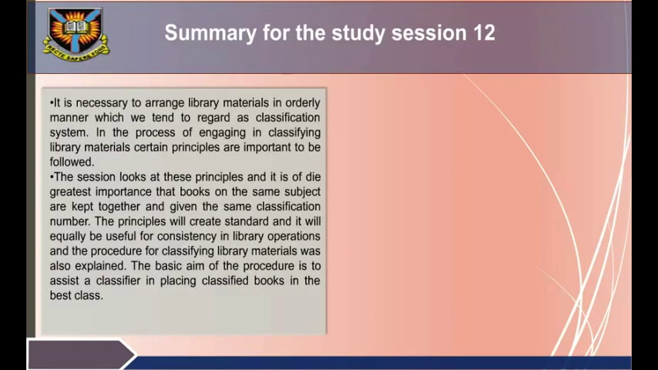Summary for Study Session 12. It is necessary to arrange library materials in an orderly manner, which we tend to regard as a classification system. In the process of classifying library materials, certain principles are important to be followed. This session looks at these principles, and it is of the greatest importance that books on the same subject are kept together and given the same classification number.